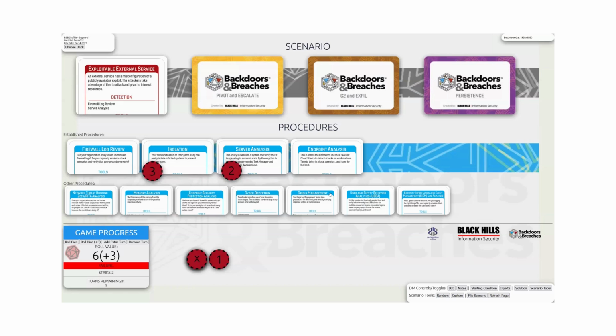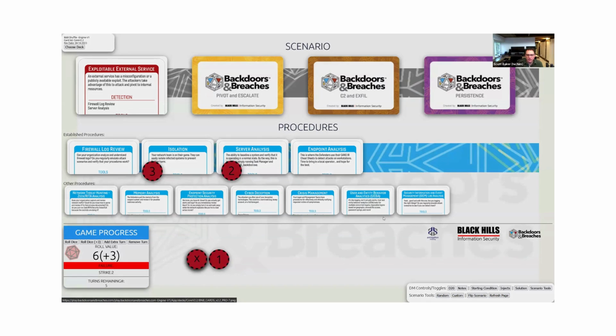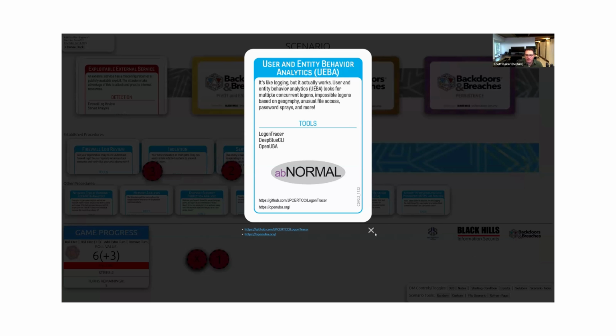Okay, then I'll go with UEBA, but if that card doesn't work, then I'll say memory analysis. Try to identify malicious processes on the compromised machine. Okay, it sounds like user and entity behavior analytics is the next most popular.